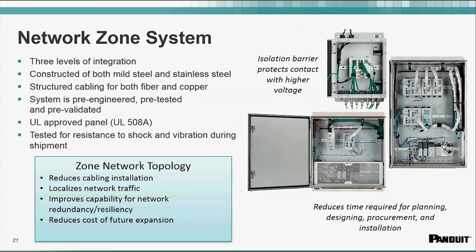Panduit offers the pre-engineered and pre-tested network zone system in 3 integration levels of pre-configured, switch-ready or universal, and integrated, in a mild or stainless steel enclosure complete with structured cabling for fiber uplinks and copper downlinks. There is a protective cage around the power system protecting personnel who may not be familiar with working in panels. It is approved for UL 508A and has been tested for shipment. The network zone system reduces time required for planning, designing, procurement, and installation.